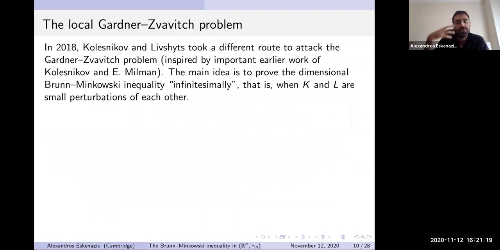Now, in my opinion, the first real breakthrough towards the problem was in 2018, when Kolesnikov and Livshyts took a different route to attack the problem. And this was inspired by very important earlier work of Kolesnikov and Emanuel Milman. The main idea is to prove the dimensional Brunn-Minkowski inequality infinitesimally. So you really assume that K and L are small perturbations of each other, see what happens, and then there's a local-to-global principle saying that this infinitesimal statement in fact implies the global one.